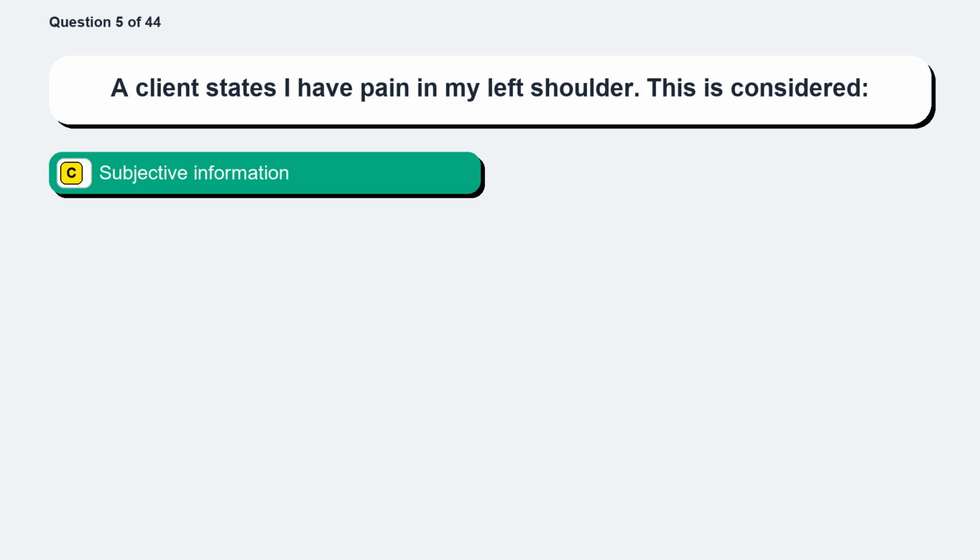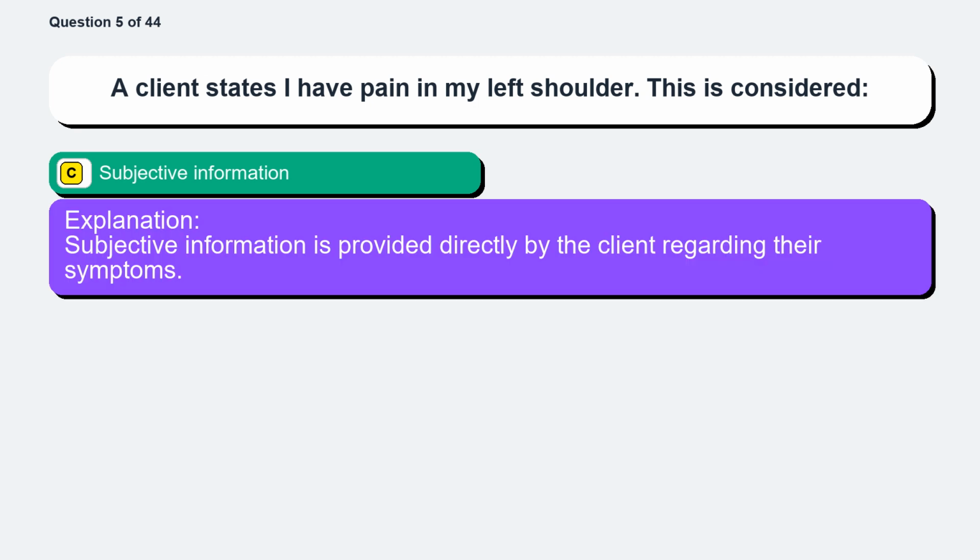The correct answer is option C, subjective information. Subjective information is provided directly by the client regarding their symptoms.